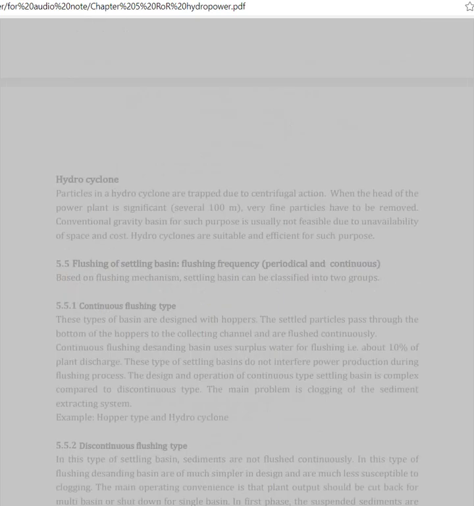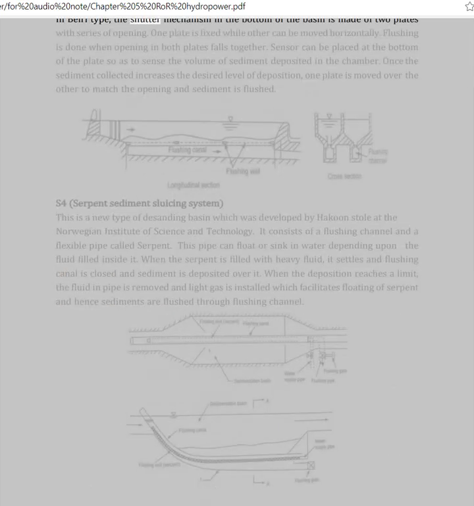113. Berry type. In berry type, the shutter mechanism in the bottom of the basin is made of two plates with series of openings. One plate is fixed while the other can be moved horizontally. Flushing is done when openings in both plates fall together. Sensors can be placed at the bottom of the plate so as to sense the volume of sediment deposited in the chamber. Once the sediment collected exceeds the desired level of deposition, one plate is moved over the other to match the openings and sediment is flushed.